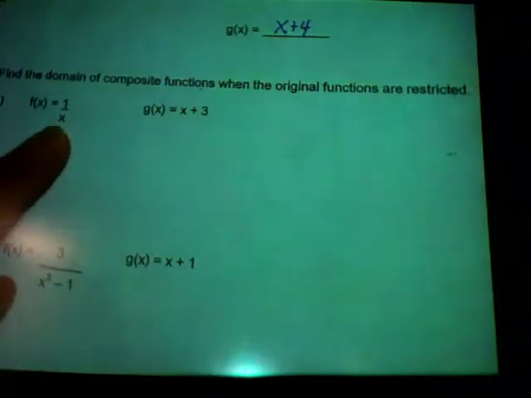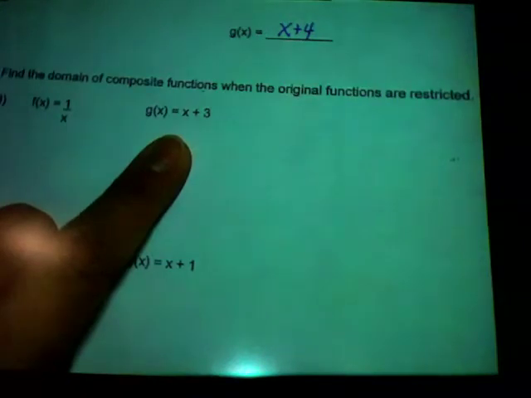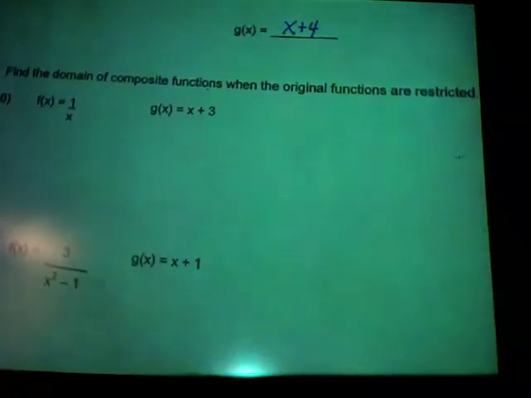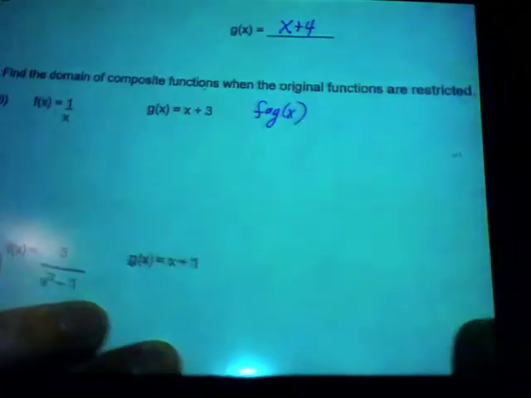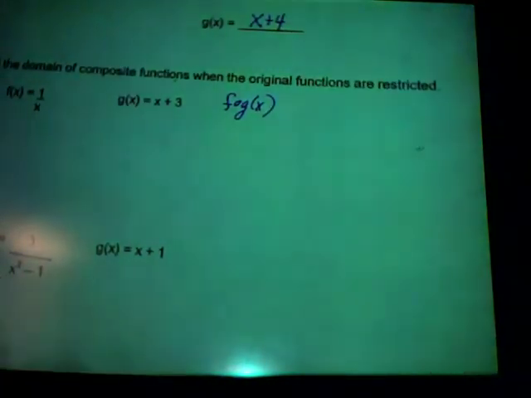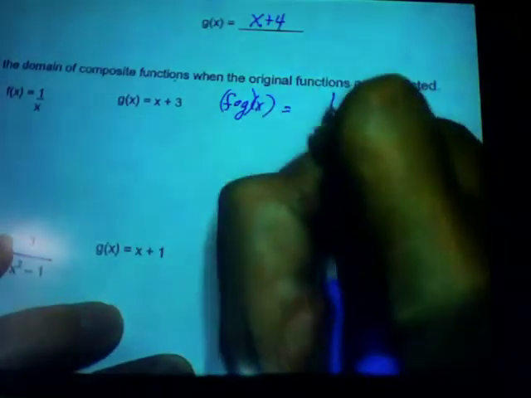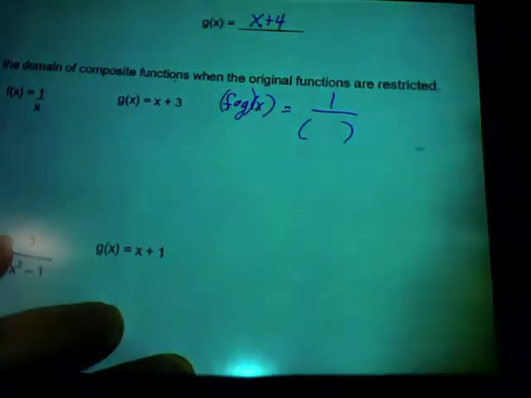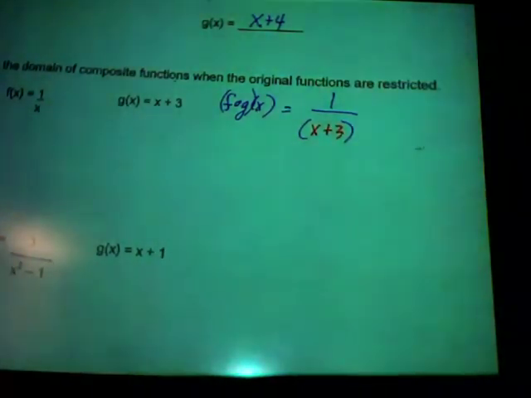How is this function restricted? X cannot equal 0. Very good. How is this restricted? It's not. It was a trick question. There is no restriction on this one, right? So I want you to do f of g. So that's what we were just doing, right? So I'm going to take my f function and put my g function into it. So that's fully simplified, isn't it?